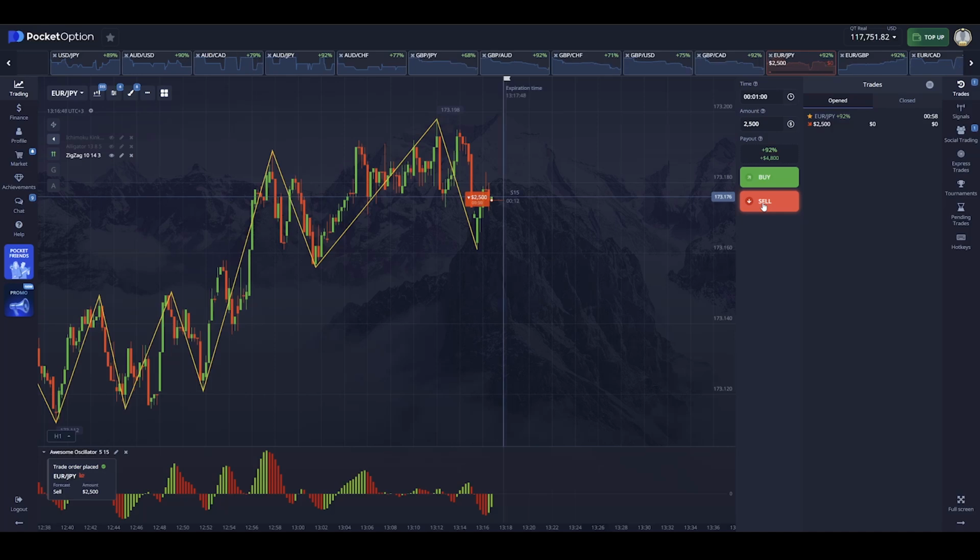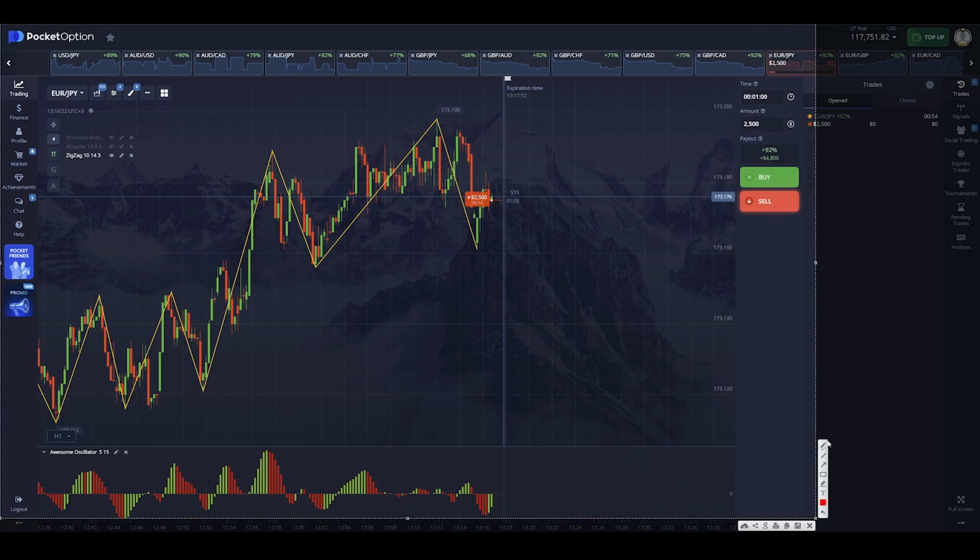In this video, I'm going to share with you a pretty simple strategy that uses just two indicators. We'll have a main indicator called Zigzag, which shows us the direction of the local trend, and we'll have an auxiliary one called the Awesome Oscillator. So we'll be working with these two. One will give us the signal, and the other will confirm it.